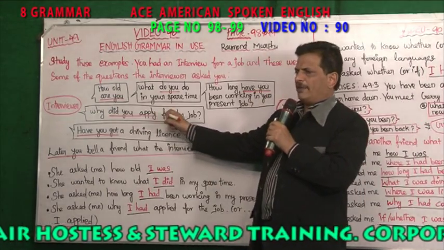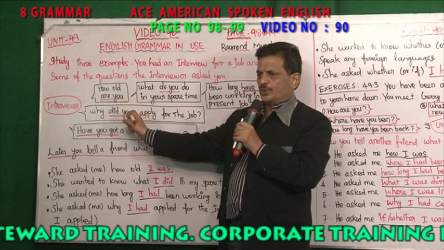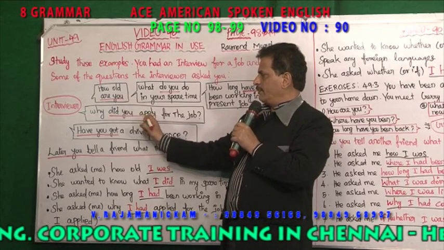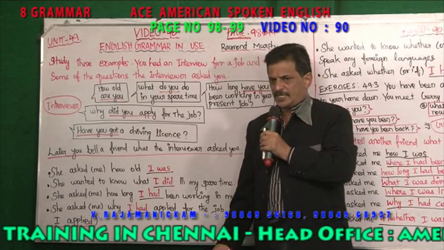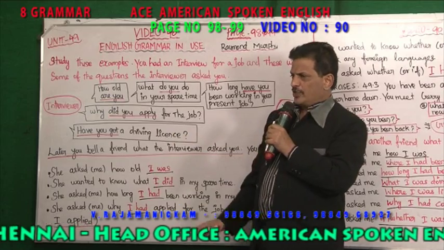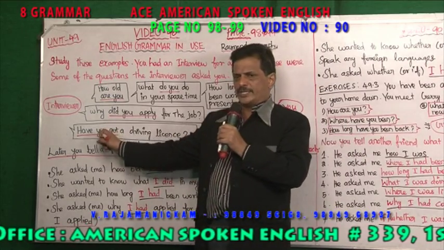Why did you apply for this job? Did comes before the pronoun you. Why did you apply for the job? Did is a past question, past tense. Have you got a driving license? Have comes before you, the pronoun.